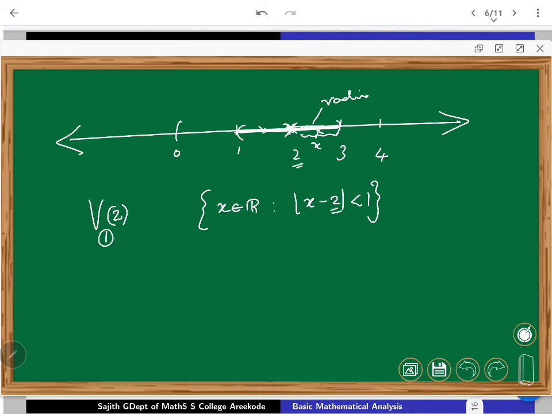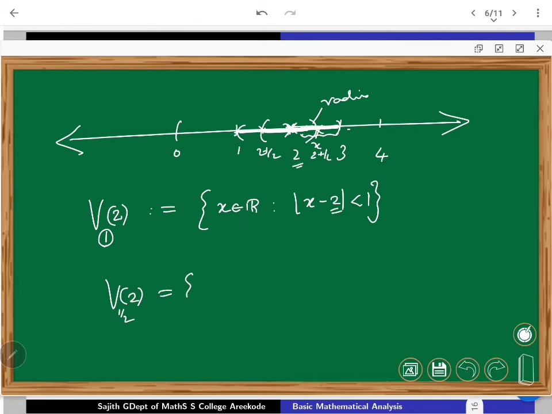I am going the distance about 1 to the right, to the left. See, instead of this 1, if I am trying to look at V2 half, which means instead of this 1 unit, I have to move only half unit here. So I will be getting 2 plus a half at most. So this is 2 plus a half. This is 2 minus half. So in between that. That is what is the meaning of V2 half.